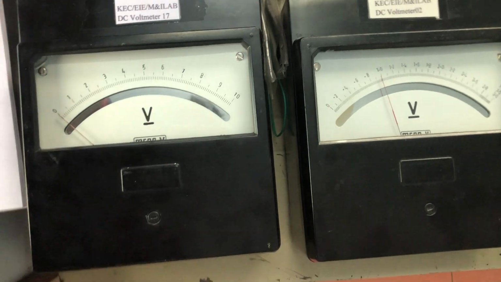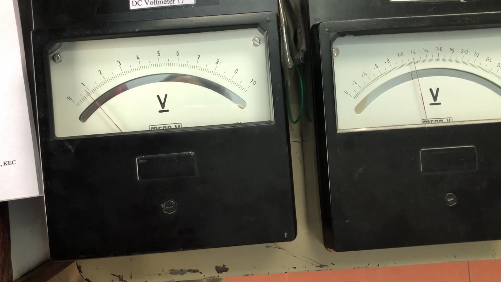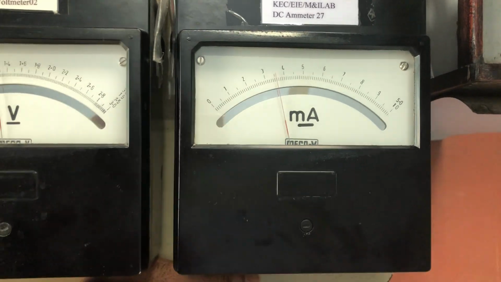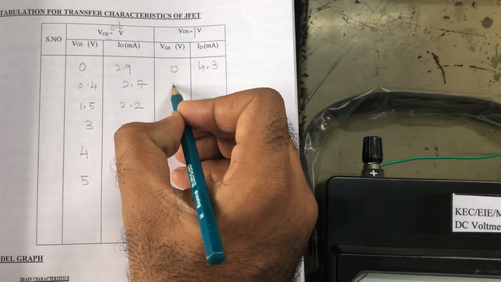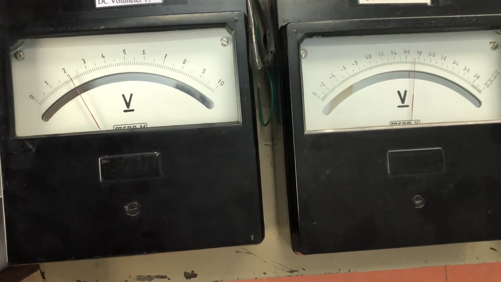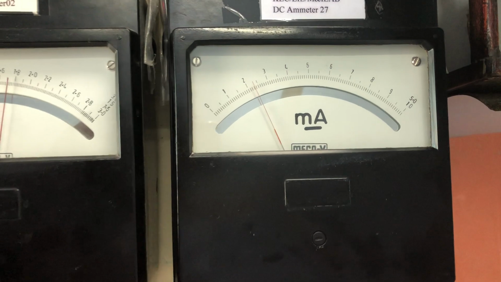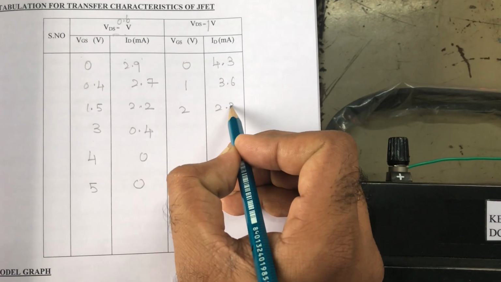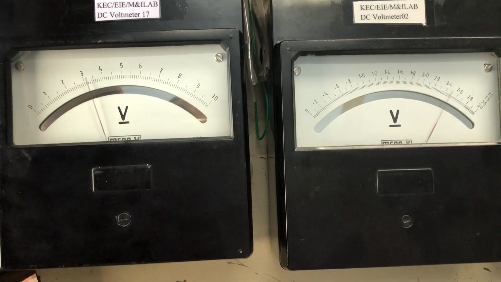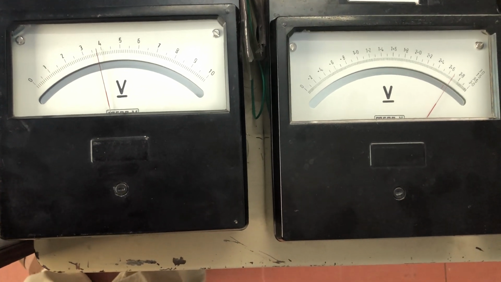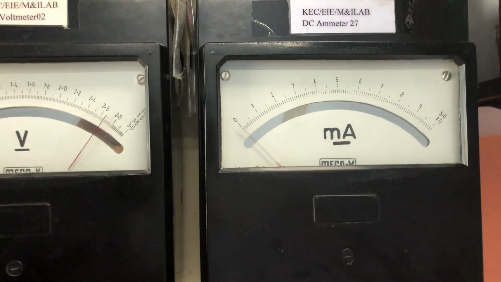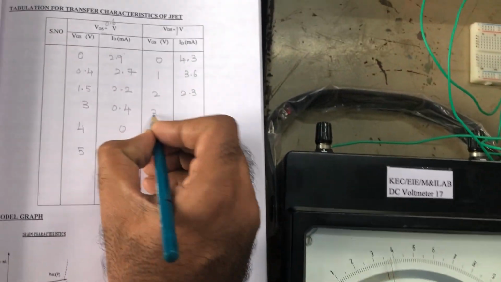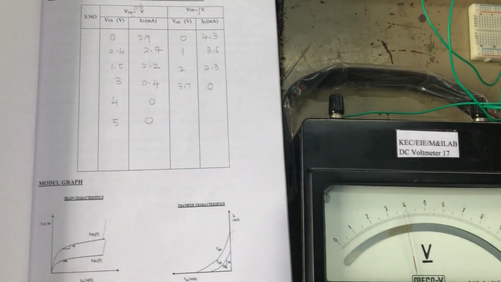So I will take 4 readings. For the first reading, for 1 volt, what about the current? 3.6. For 1 volt, 3.6. Now I am again increasing to 2 volt. For 2, 2.3. Another one, 3.7 volt. For 3.7, the value is 0.